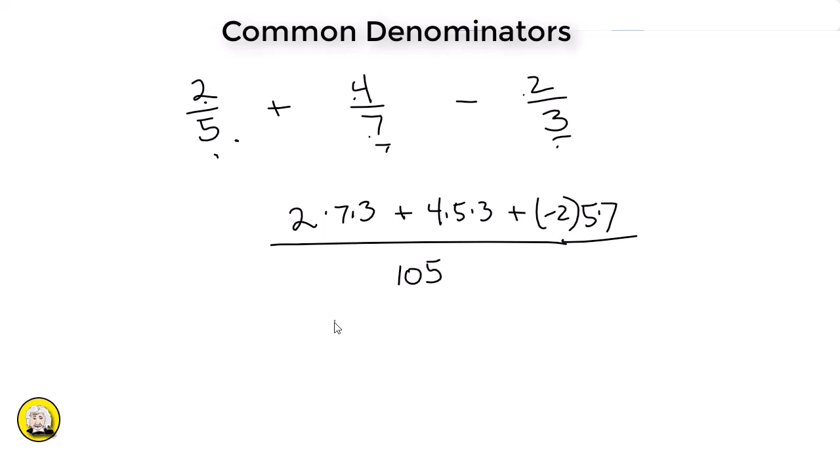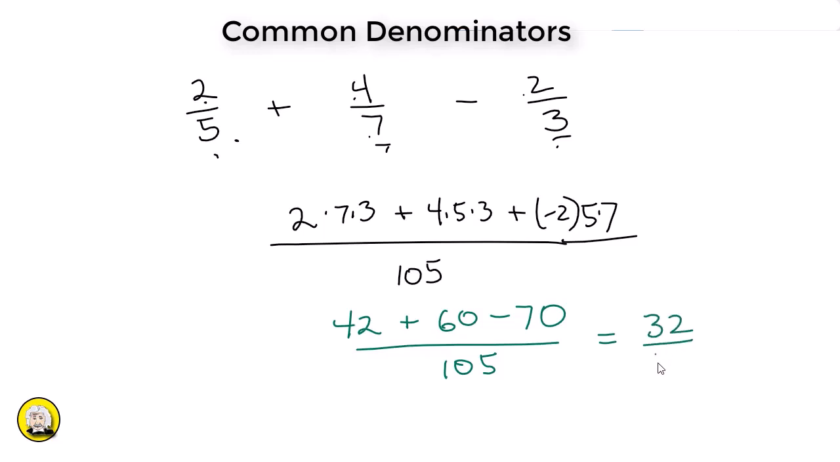2 times 21 is 42, plus 4 times 5 times 3 is 60, minus 2 times 5 times 7 is minus 70 over 105. And that effectively works out to 42 minus 10, or 32 over 105. And that's how you'd find the common denominator for more than two fractions, added and subtracted. Let's take a quick look at another.